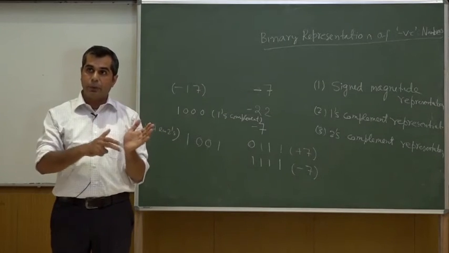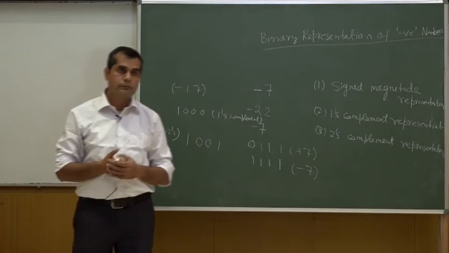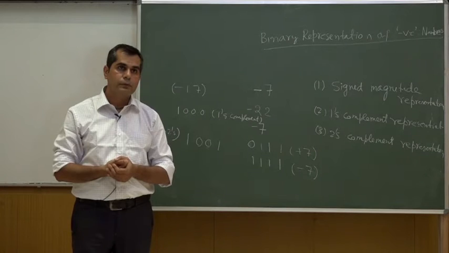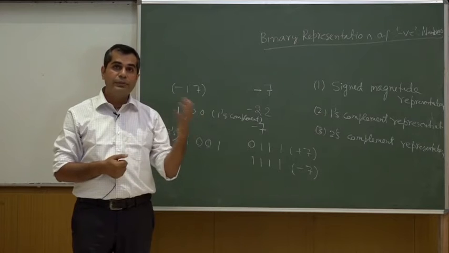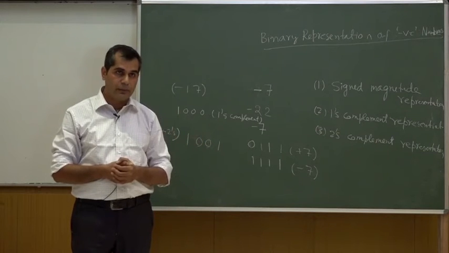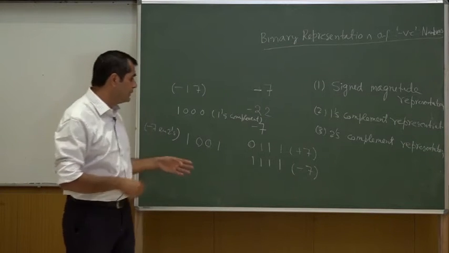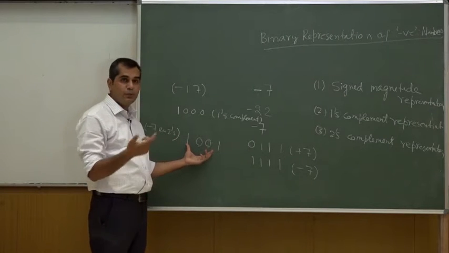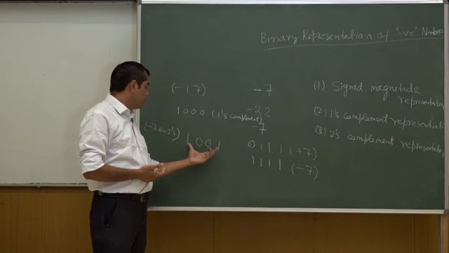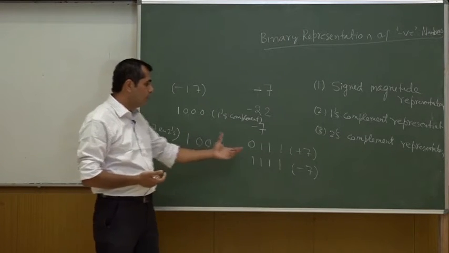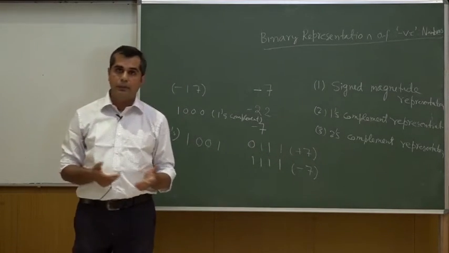So, the computer knows that this particular scheme is being followed, because the computer knows that it is dealing with 2's complement. If it is not clear, you can see that one sequence can represent 2 numbers. But if 1001 is coming, then the computer knows that it is the 2's complement of this number. Otherwise it will be difficult to distinguish.